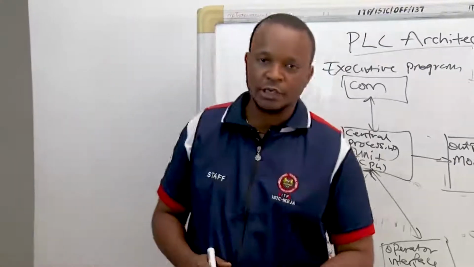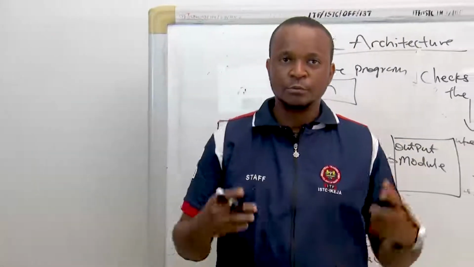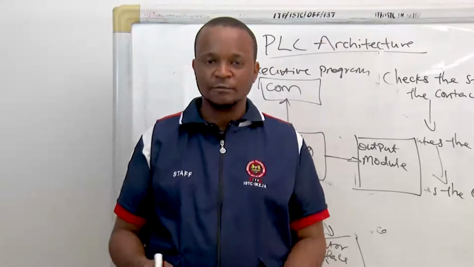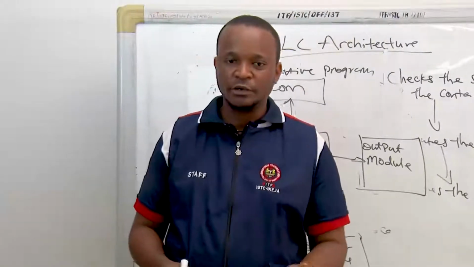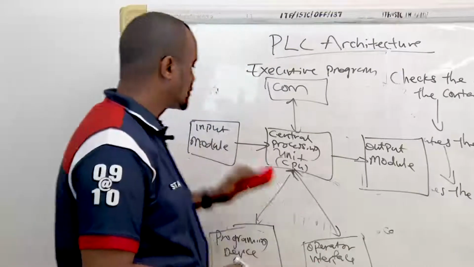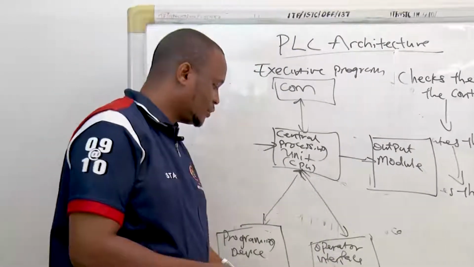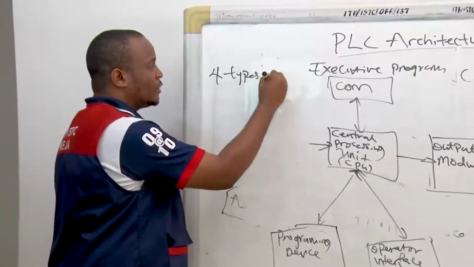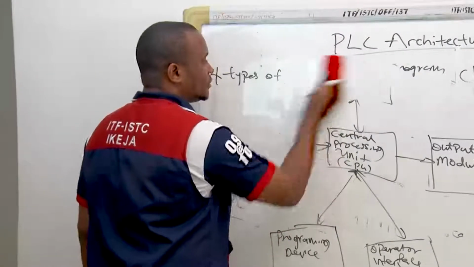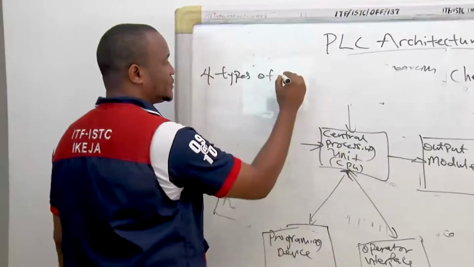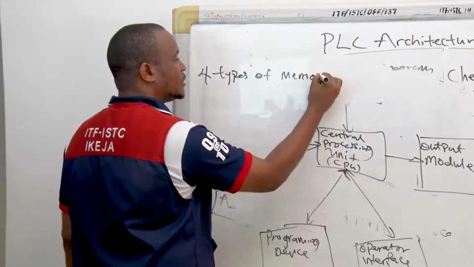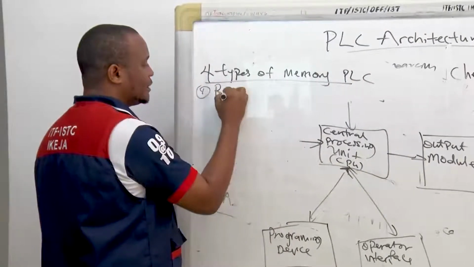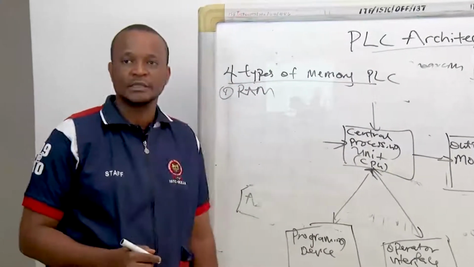A memory unit is connected to the CPU, which contains the program of logic, sequence, and I/O operation. Now, depending on the kind of PLC, there are 4 types of program memory one can come across in the PLC. Okay? These are the 4 types of memory contained in the PLC. Number 1, you can have the RAM, the random access memory.